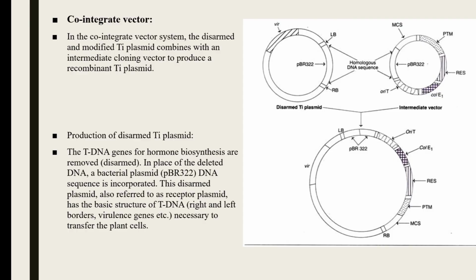This disarmed plasmid, also referred to as receptor plasmid, has the basic structure of tDNA, right and left borders, virulence genes etc., necessary to transfer to the plant cells. In the intermediate vector, the gene of transfer is placed in the multiple cloning site, which later gets incorporated into the tDNA region of Ti plasmid. The cointegrate vector provides several advantages over normal vector.